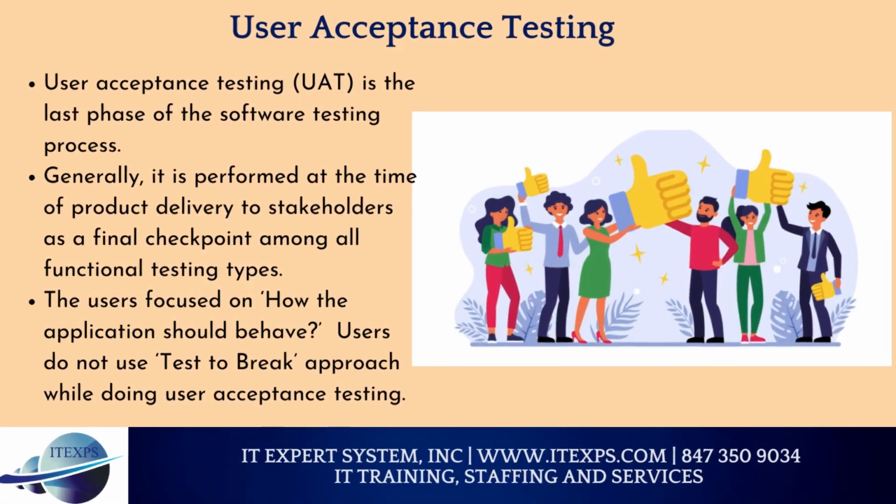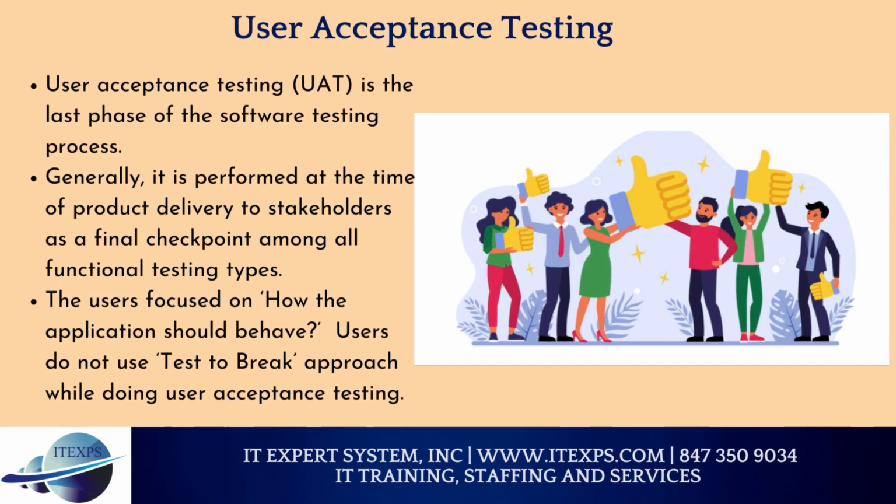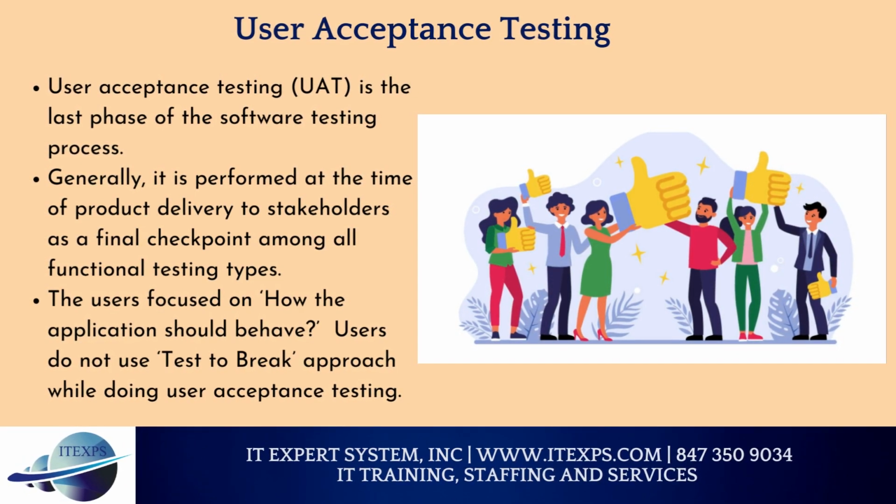User acceptance testing. What is the last phase of the software testing process? In it, actual software/app users test the software to make sure it can handle required tasks in real-world scenarios. Generally, it is performed at the time of product delivery to stakeholders as a final checkpoint among all functional testing types. The users are naive about how the application works. They are focused on how the application should behave. They use the application with a fresh mind and see whether it is intuitive to follow or not.